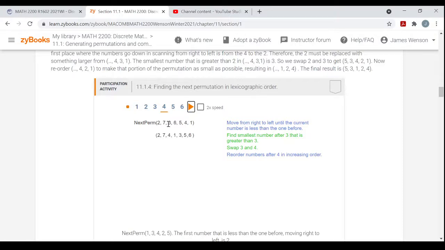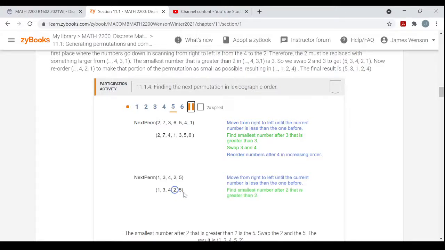Then take the small number, find the smallest number to the right of that that's bigger than it, and swap them, and then reorder all the numbers after. All right, so they do it again here. So you see here, 2 is less than 5. So great, I switch the 2 and the 5 basically, and then you're done, because that would be all that would have to be done. And there, 1, 3, 4, 5, 2 would be the next permutation after 1, 3, 4, 2, 5.